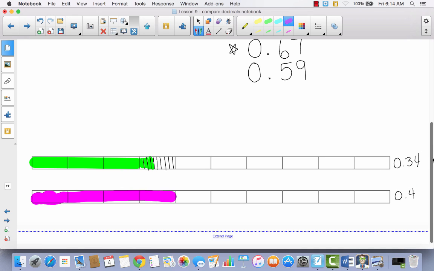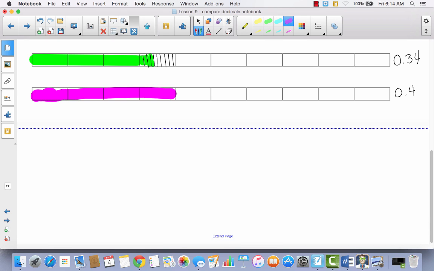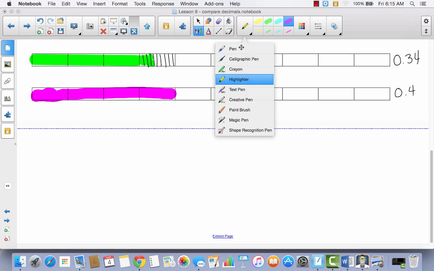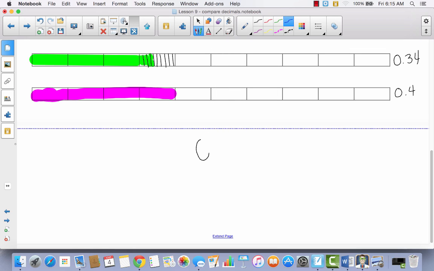Okay? Now look at our model here. Which one is longer? Well, this was the blue tape. So 4 tenths is longer than 34 hundredths. But that doesn't seem right, does it? Because if you just look at these 2 decimals like this, you've got 34 here, and you have 4 here. How can that be right?